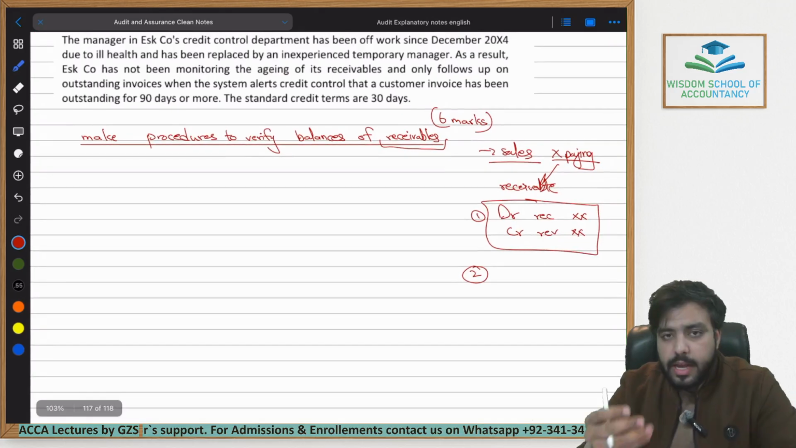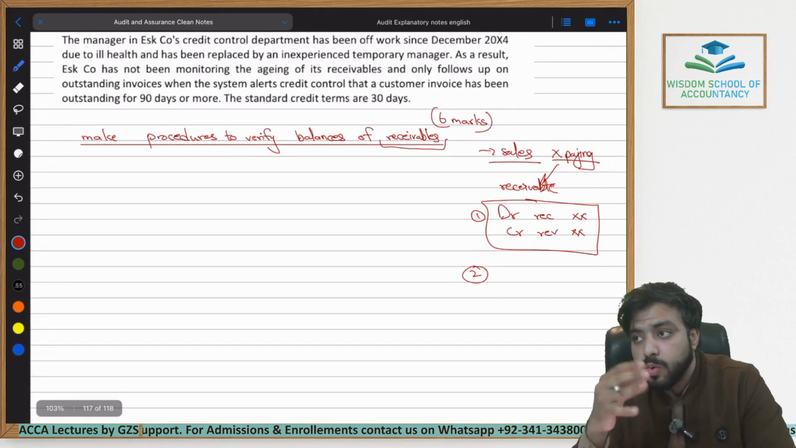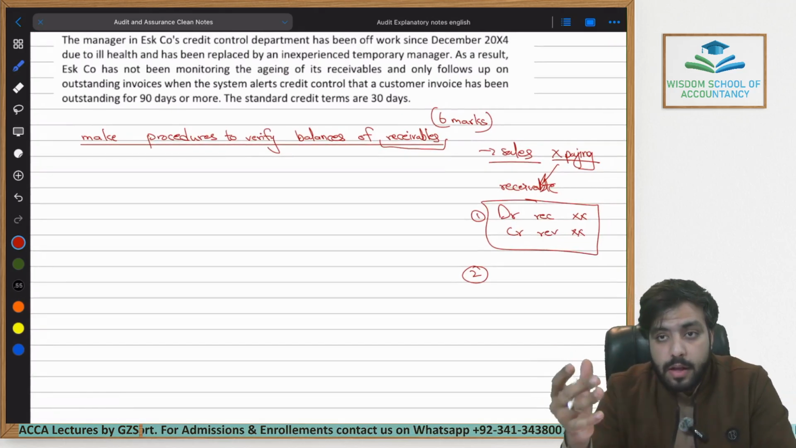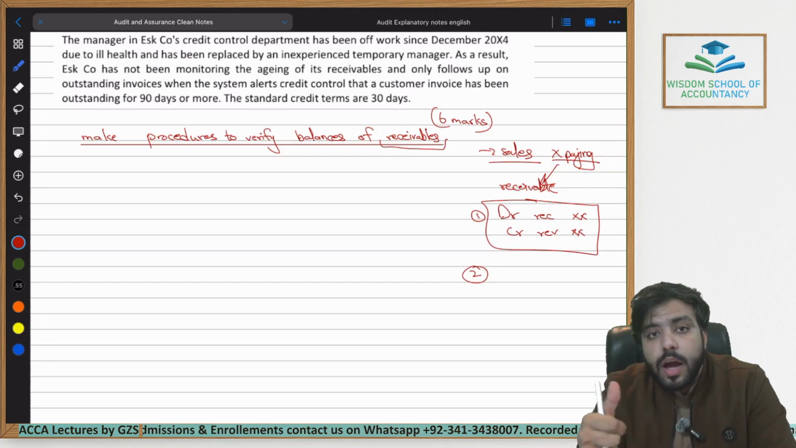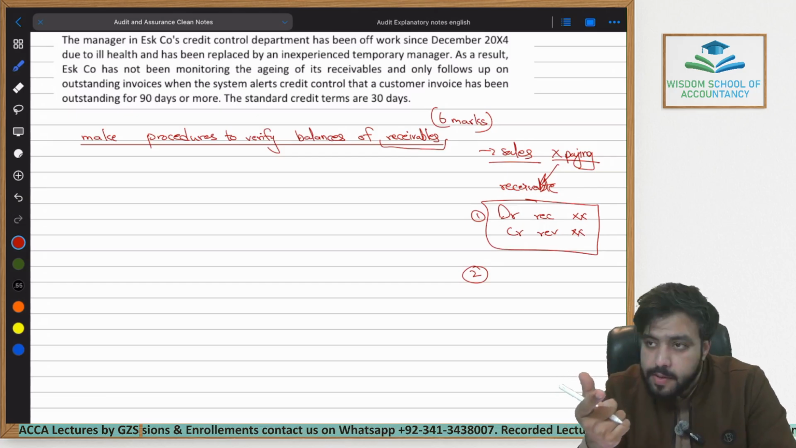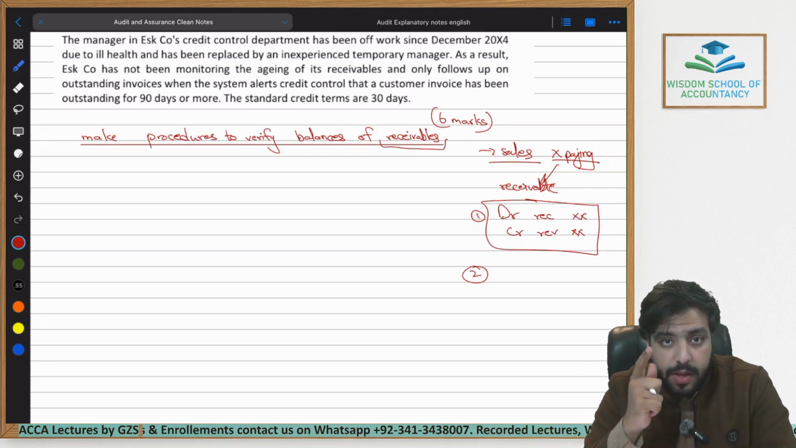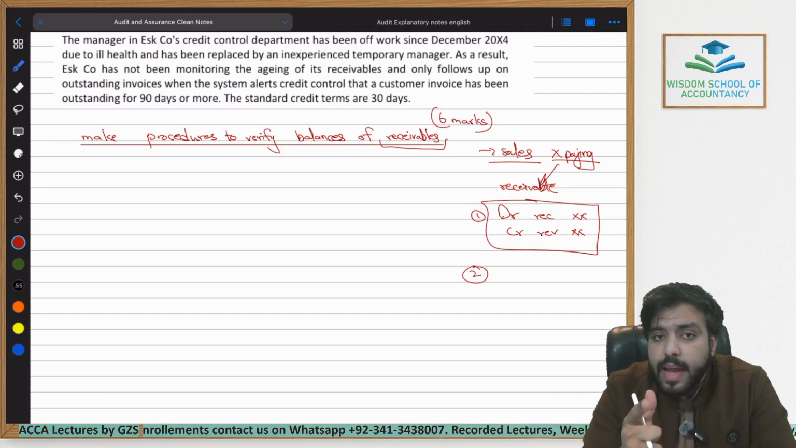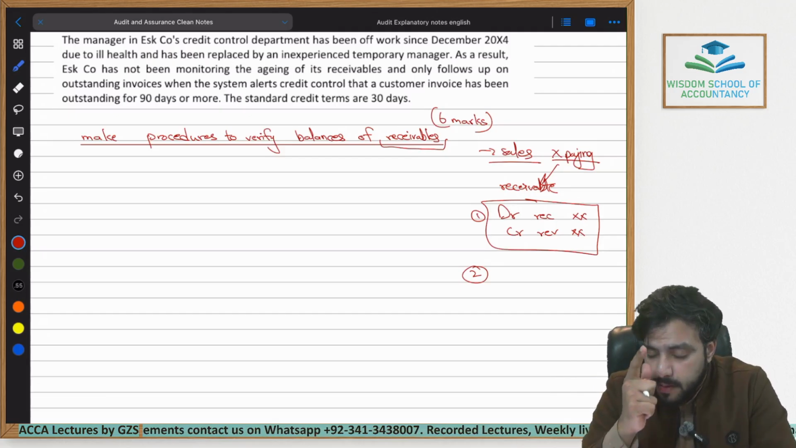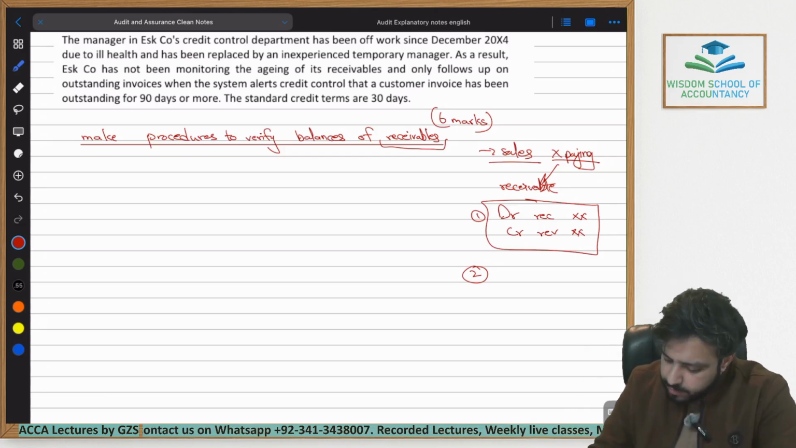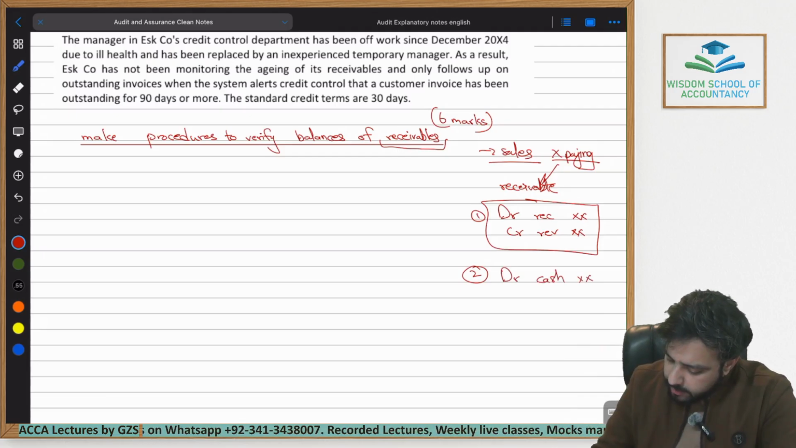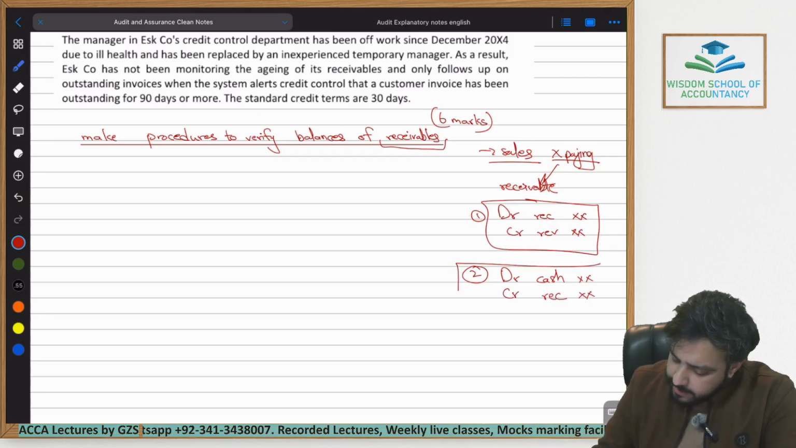If you receive cash from a customer who had purchased on credit, you would have recorded a receivable against it. When you receive the cash, you have to de-recognize that receivable because you have received that specific amount. So receiving the cash from the customer also impacts the receivable. The double entry for that: when a customer pays you, you debit the cash and you credit the receivable. This is the second impact upon receivable.